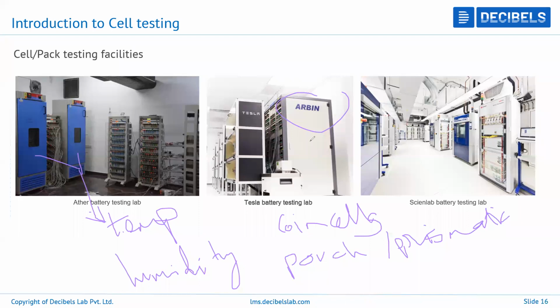like submersion test, underwater test, high altitude, low altitude test, testing the battery by inverting it, testing the battery by damaging it. All this is possible using Arbin. Not only Tesla, but even Scania, Volvo, Mercedes Benz, all of these leading manufacturers rely on Arbin for their battery testing.